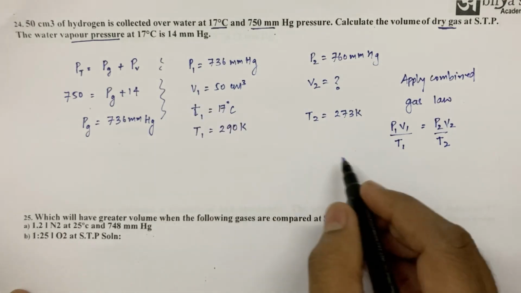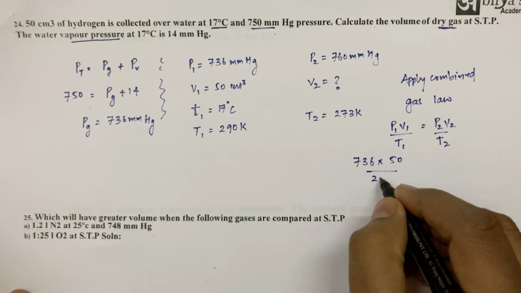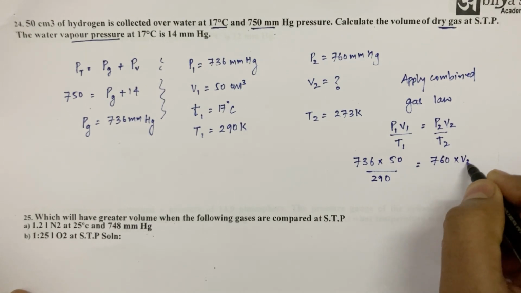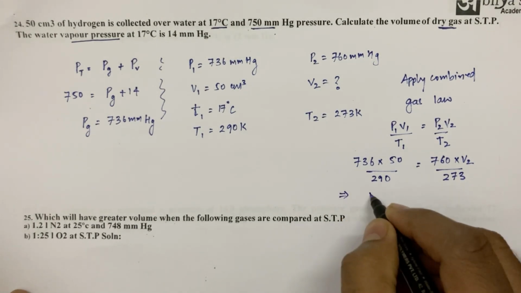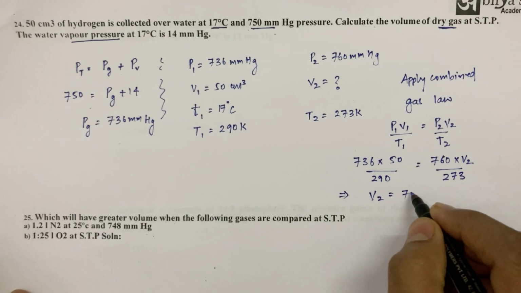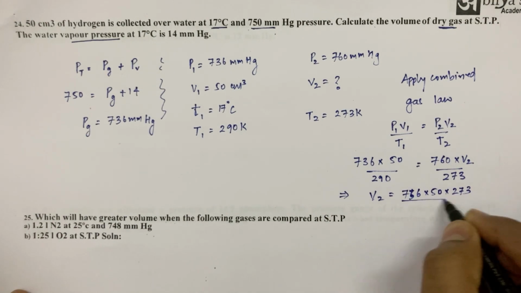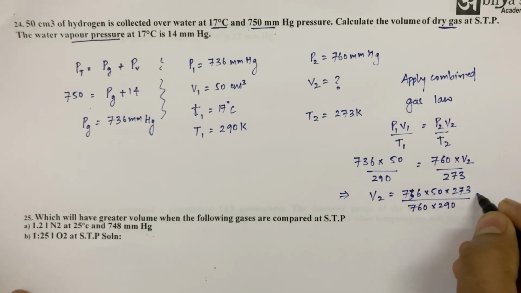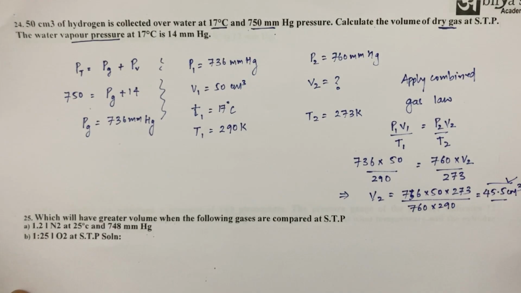Okay, so now here we have 736 multiplied by 50 divided by 290, that is equal to 760 into V2 divided by 273. Alright, so that implies V2 is equal to 736 multiplied by 50 multiplied by 273 divided by 760 into 290. So my answer will come around 45.5 centimeter cube. The answer.